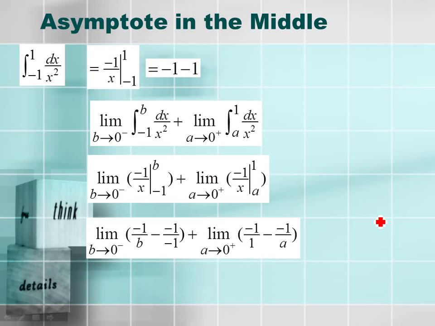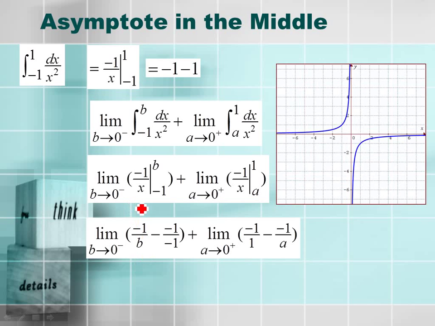So as b approaches 0, as I divide by a smaller number, that's going to make this one bigger. Let's just take a look at the graph of -1 over x. I'm looking at the graph of what the antiderivative was. So here's a graph of -1 over x. As I approach 0 from below, I'm headed towards infinity. So this whole thing right here is equal to infinity.